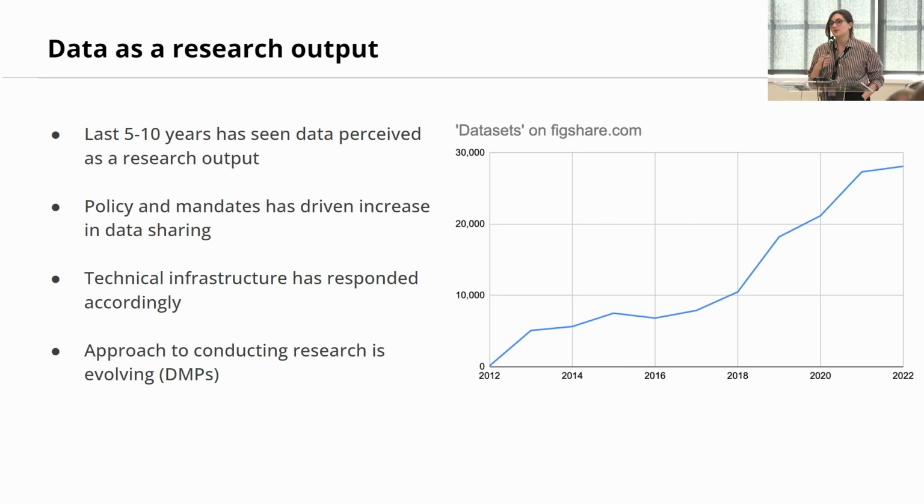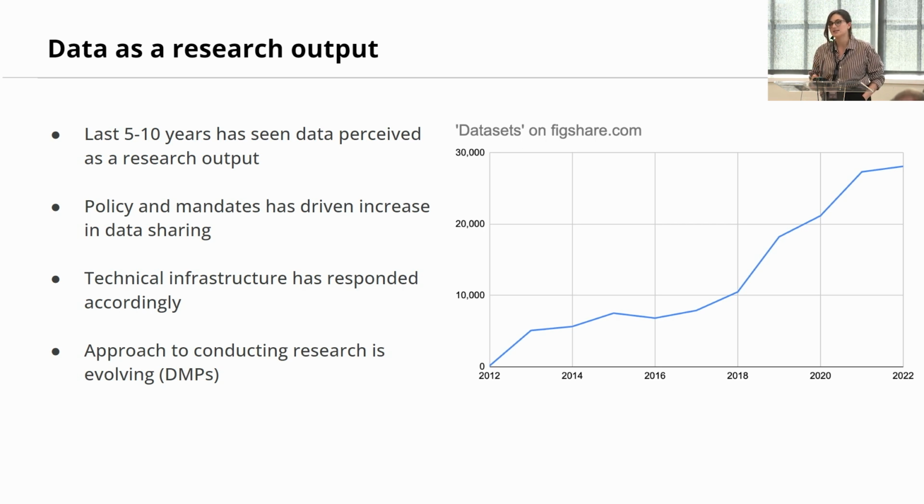But looking at the data we have from this, we've seen in the last 5 to 10 years that data has really been perceived as a research output in its own right. So it was just publications before, right? We were talking only ever about publications, citations of publications, and I think research data is really becoming the next non-traditional research output that's becoming a traditional research output, and policy and mandates are really driving this. Technical infrastructure has had to respond, so Figshare only existed because of the mandates that are coming out. And the approach to how you conduct research has changed to include thinking about data.